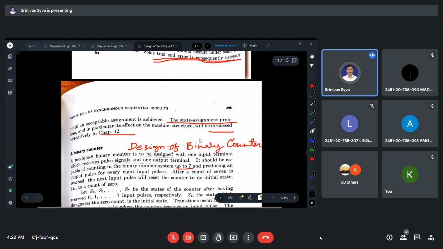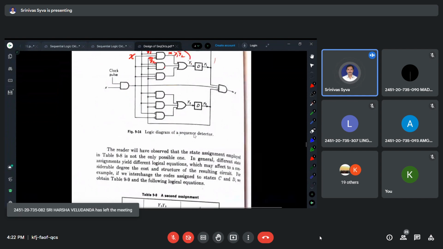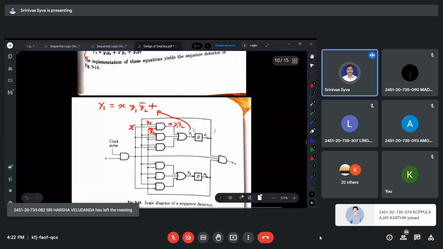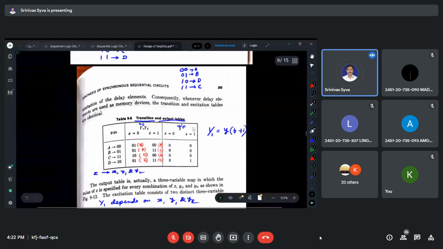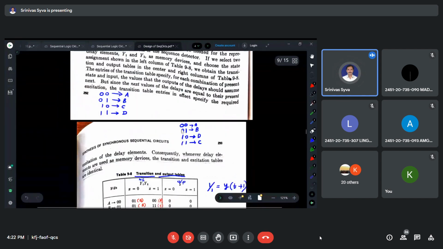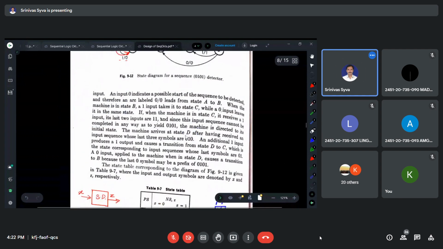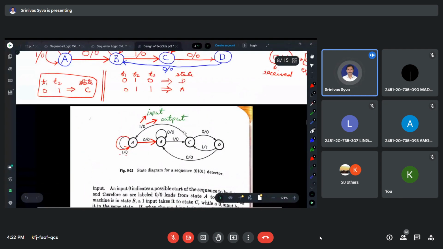So in this, what is meant by state table, what is meant by state diagram, transition table, output table, all these were understood. So this will cover 90% of the understanding required for units 4 and 5.